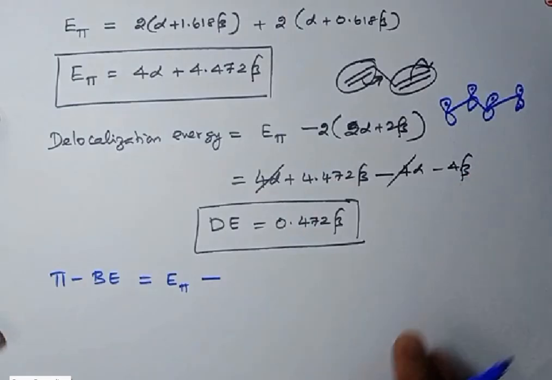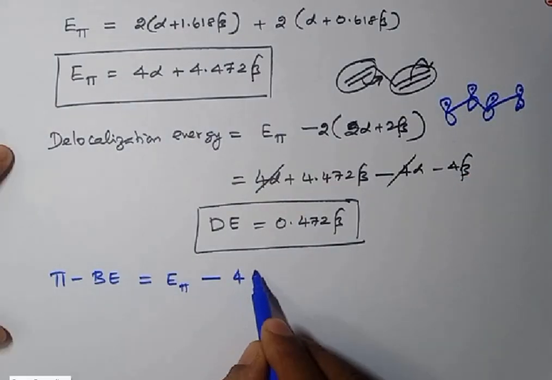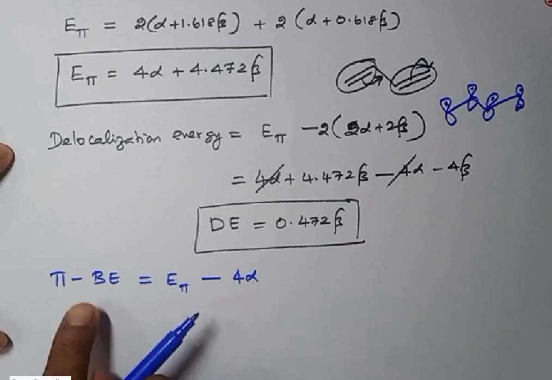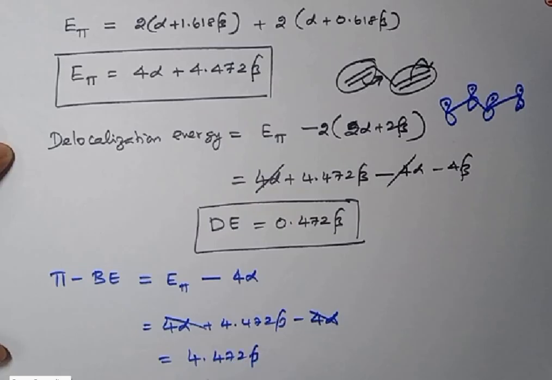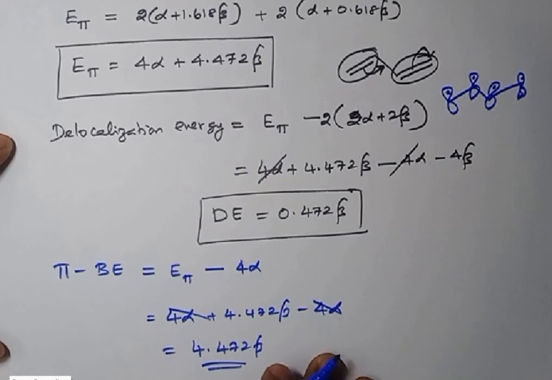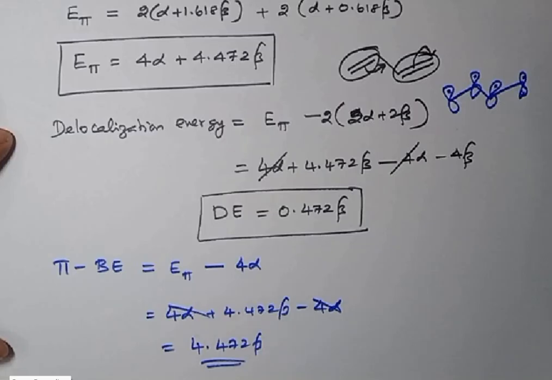What would be the energy for the system? Anyone? 4. So, we should subtract 4 alpha so that you will get pi bonding energy. Okay, what is pi electronic energy for 1,3 butadiene? 4 alpha plus 4.472 beta minus 4 alpha. So, 4 alpha cancel. So, this 4.472 beta is nothing but pi electronic energy of 1,3 butadiene.